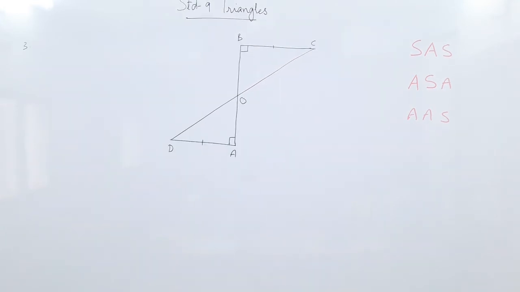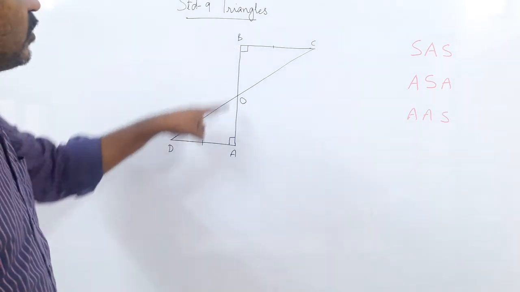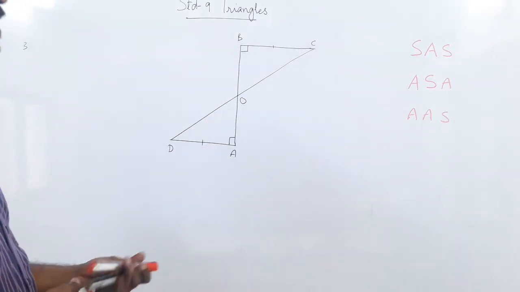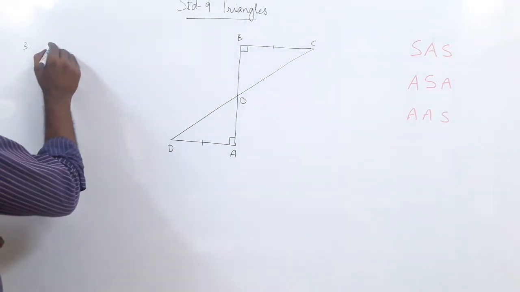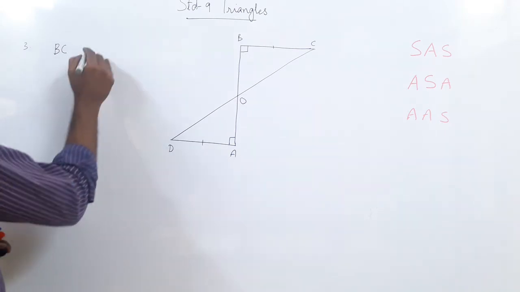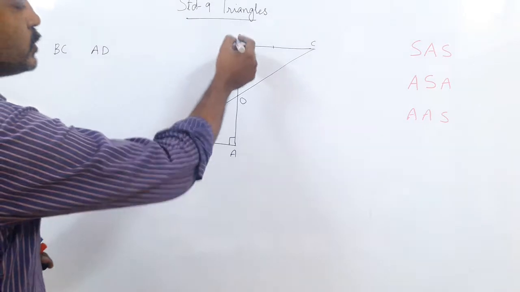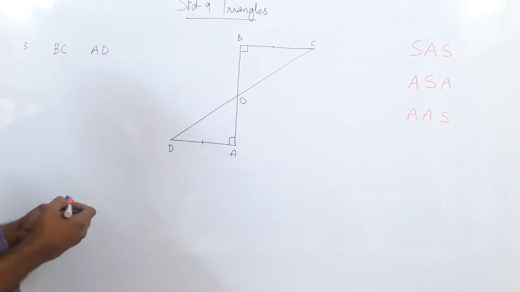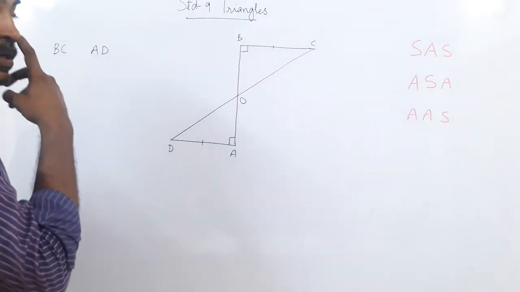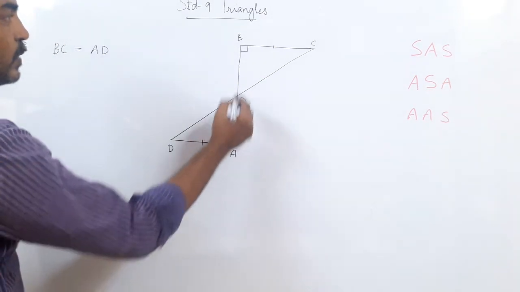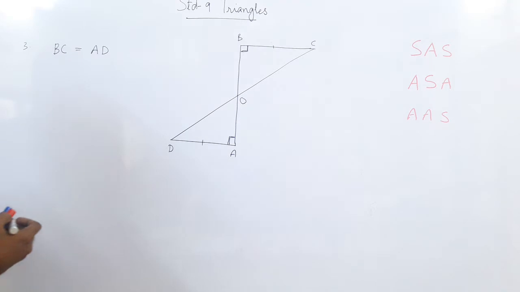Okay. In this sum, what are we given in the third sum? We are given first of all line segment AB. Okay, so AB is a line segment. Then we are given BC and AD are equal perpendiculars to AB. This word is used, equal perpendiculars. What does it mean? They are equal also and they are perpendicular also.